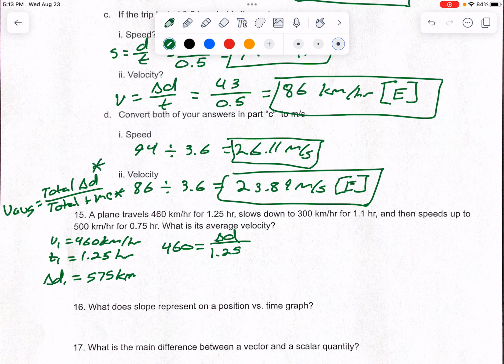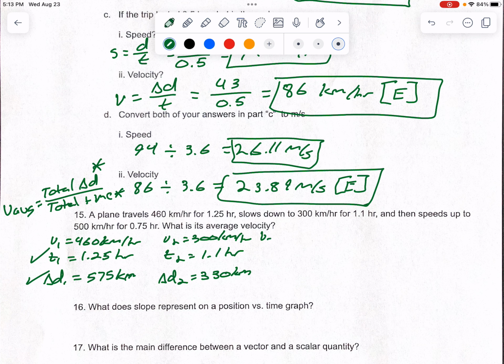So you need time and you need displacement in order to find average velocity. Let me clear this up. So we found our first displacement. Now we just got to do it for the next ones. So my velocity 2 is 300 kilometers per hour. My time 2 is 1.1 hours. So I'm just going to take that 300 times 1.1. So displacement 2 is 330 kilometers. And there's part of that one.